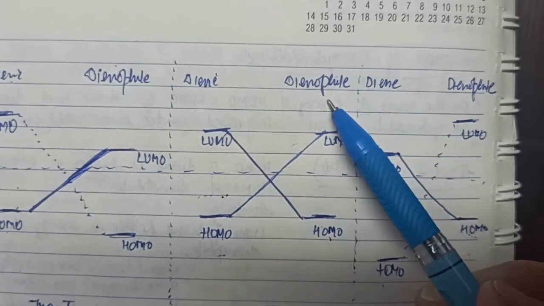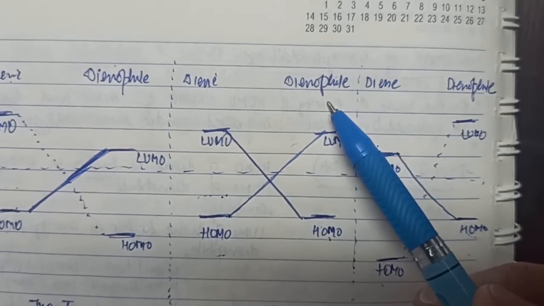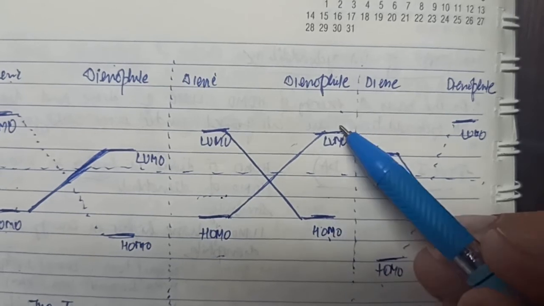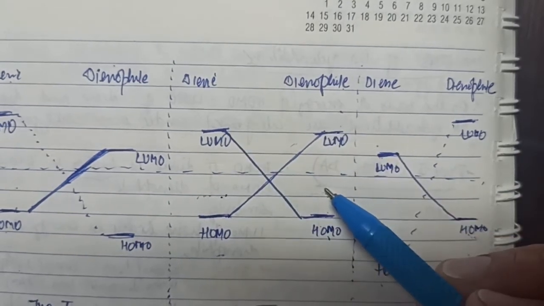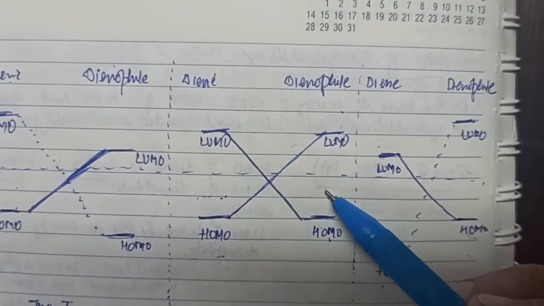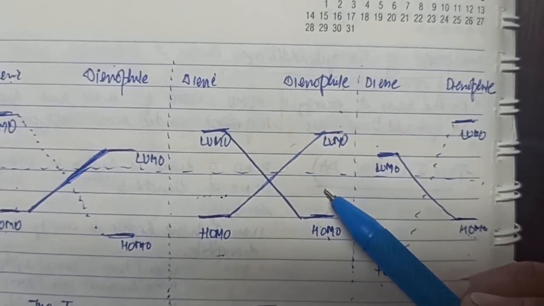Similarly, if you look at the dienophile, substitute an electron donating group onto the dienophile, HOMO is raised, LUMO is raised. If HOMO is raised, this HOMO-LUMO interaction, that is HOMO of the dienophile with LUMO of the diene, the energy gap is smaller now. If it is smaller, the reaction will speed up.